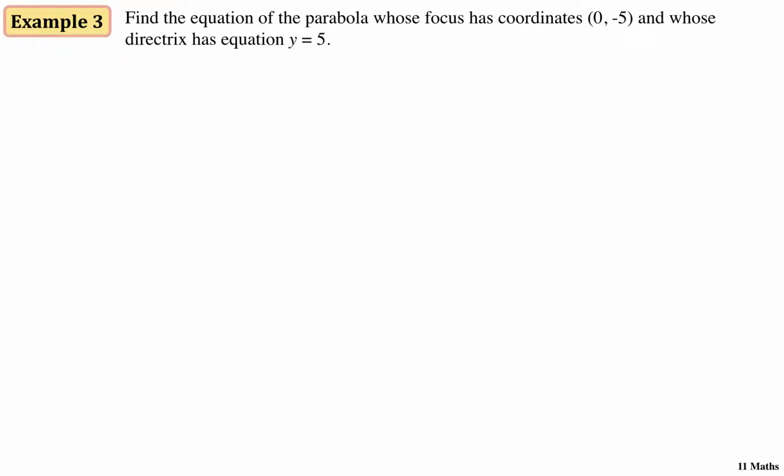Let's have a look at example 3. Find the equation of the parabola whose focus has coordinates (0, -5) and which has a directrix of y = 5. Let's do a bit of a sketch. So the focus is at (0, -5).